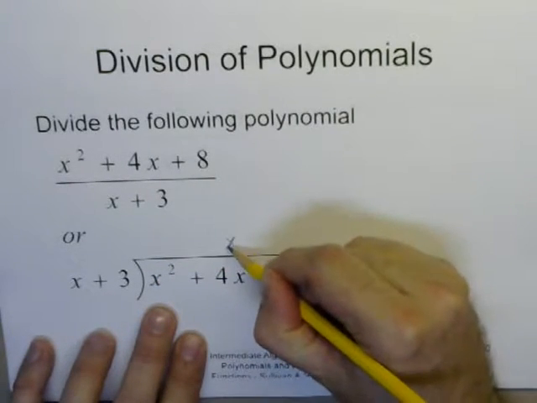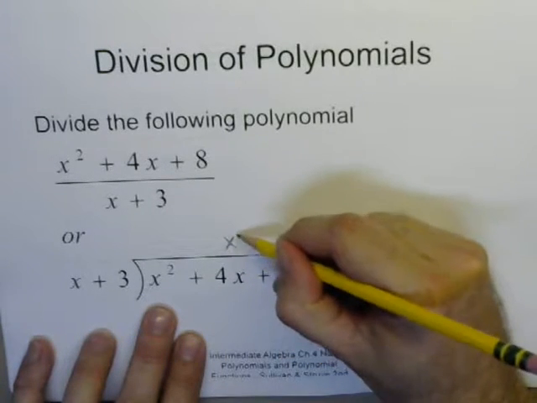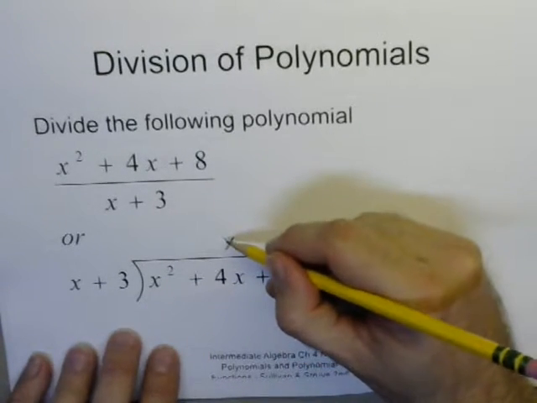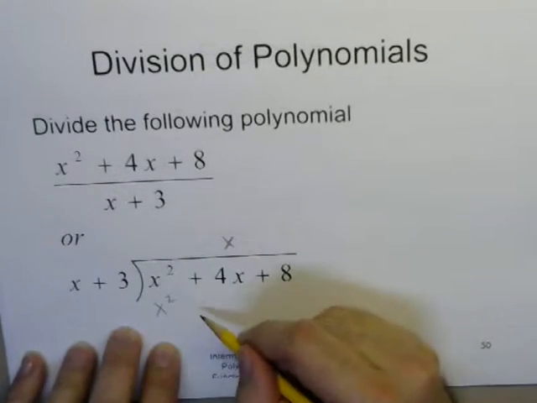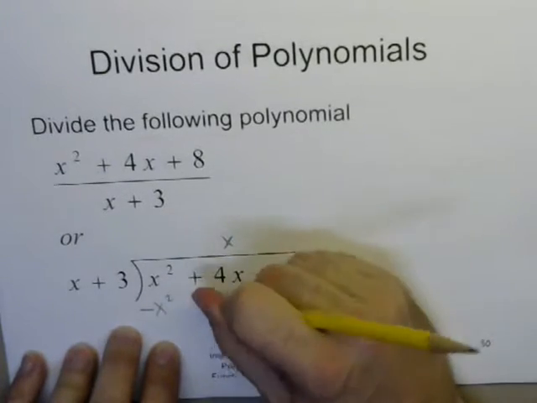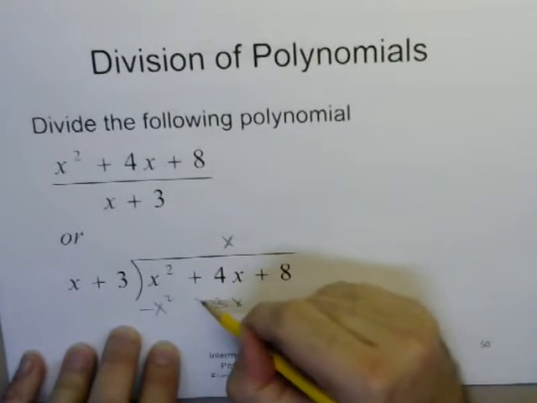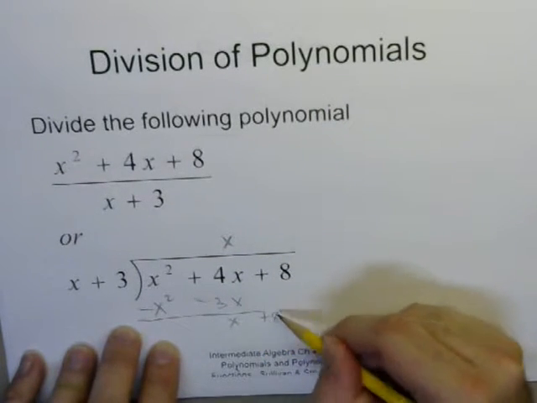And it really doesn't matter where you put this up here, but I guess I like to line things up. Like if this is the x to the first column, I like to put that up there. But take x times x, which is x squared. Take 3 times x, which is 3x. And then just go ahead and subtract those, which gives you x, and then bring down the 8.